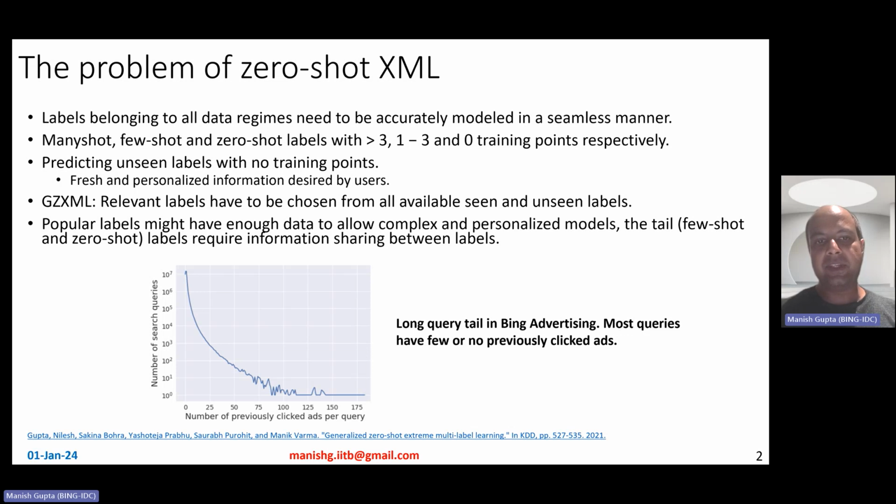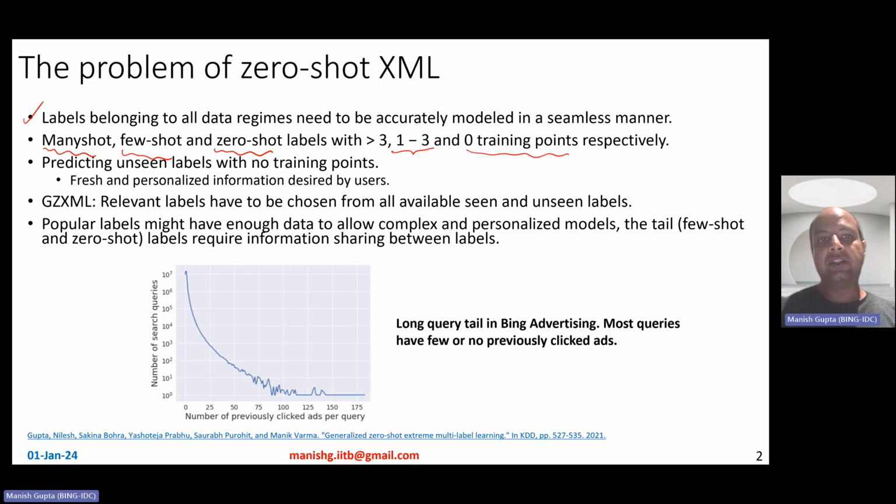So the idea is that in a typical extreme classification problem, labels belong to different data regimes and they need to be accurately modeled in a seamless manner. So there are some labels for which there are lots of training data points. We'll call them many shot labels. Then there are some labels which have a few data points. We'll call them few shot labels. Basically, let's say 1 to 3 data points. And then there are some labels which have zero training data points, and we'll call them zero shot labels. So they have zero training data points.